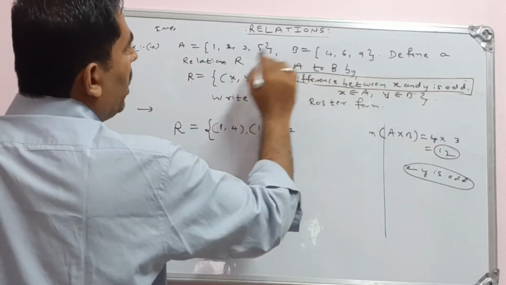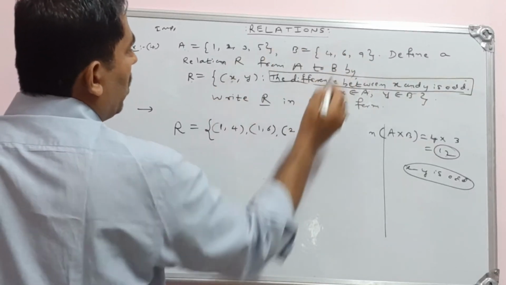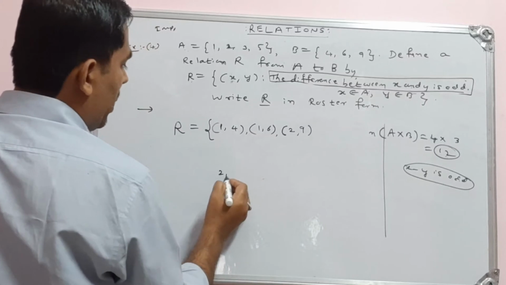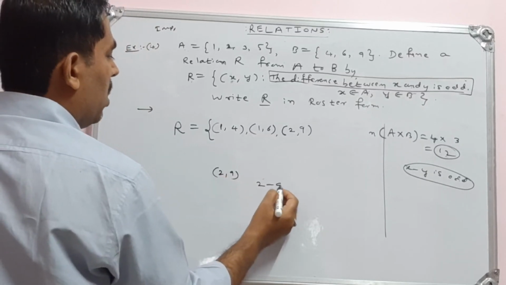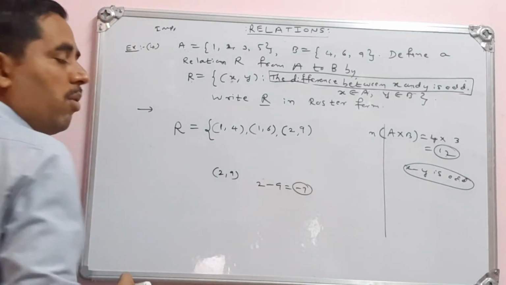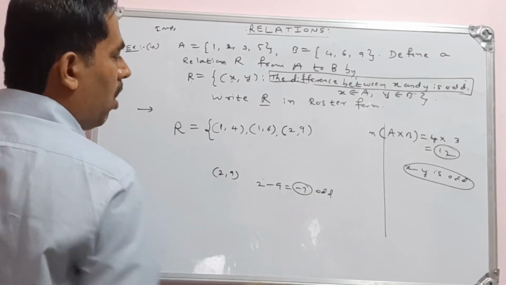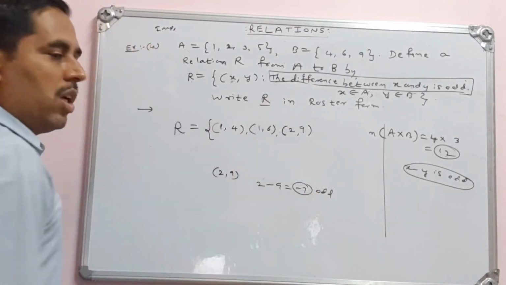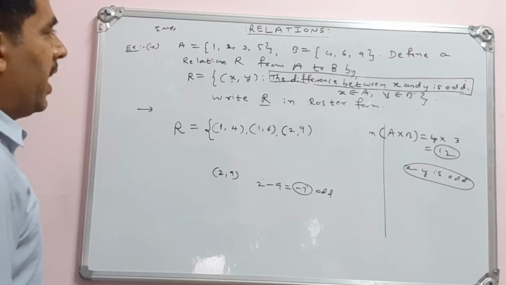Write 2 4, then 2 6, then 2 9. See 2 9. If I write 2 comma 9, then 2 minus 9, that will be what? Minus 7. Absolutely, it will be odd. So this belongs to our relation, 2 comma 9.